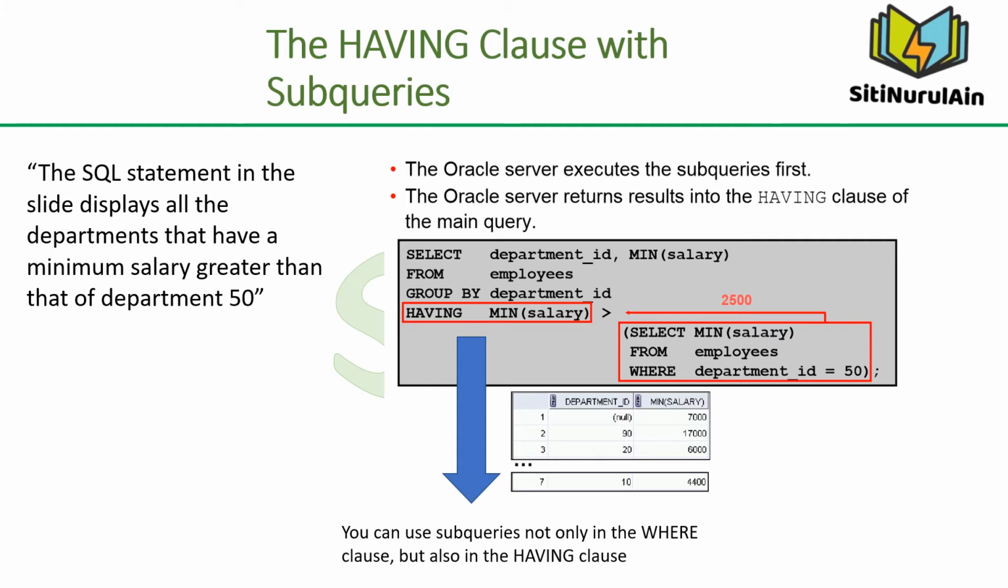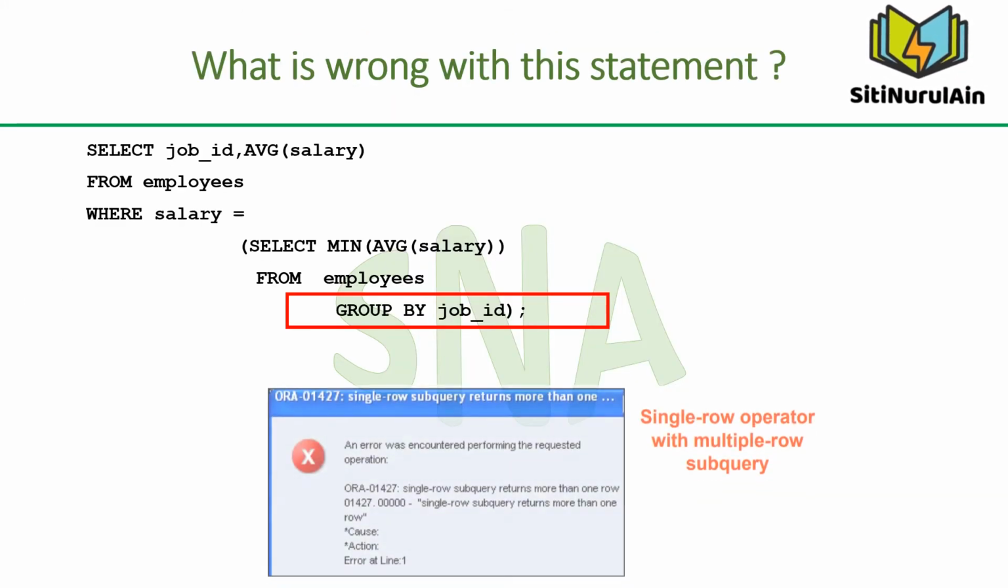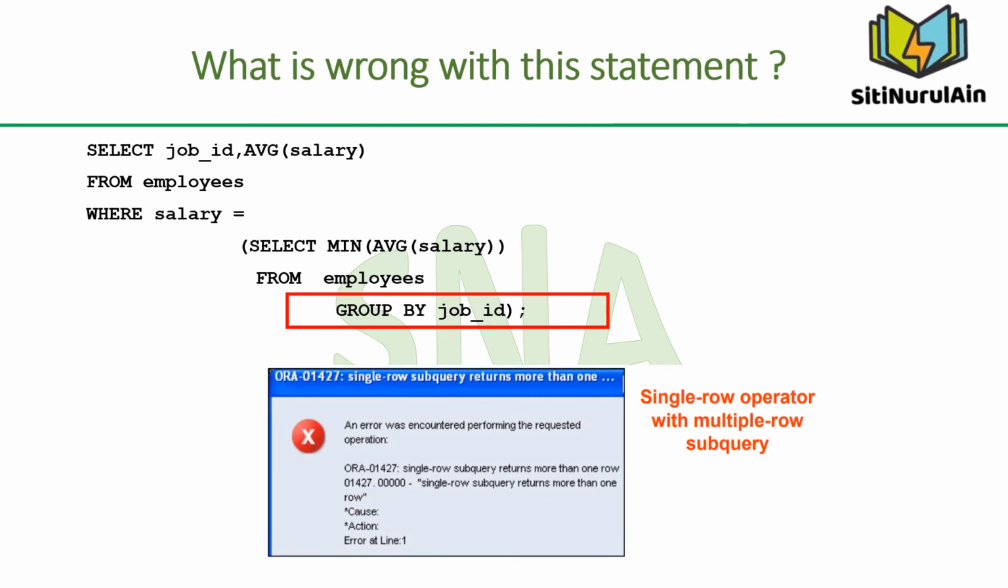You can use subqueries not only in the where clause, but also in the having clause. The Oracle server executes the subquery and the results are returned into the having clause of the main query. The SQL statement in the slide displays all the departments that have a minimum salary greater than that of Department 50.